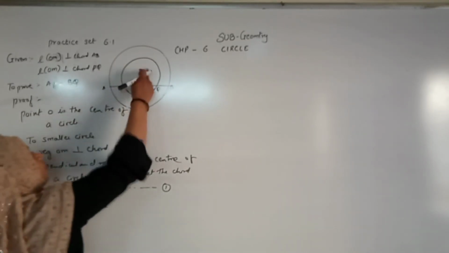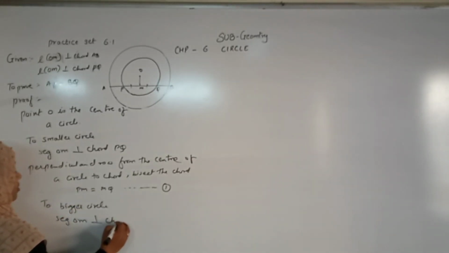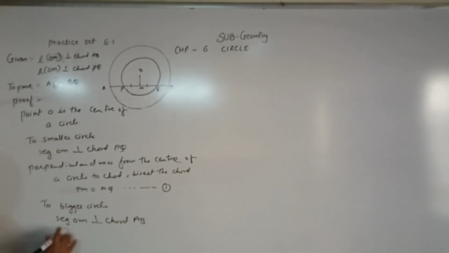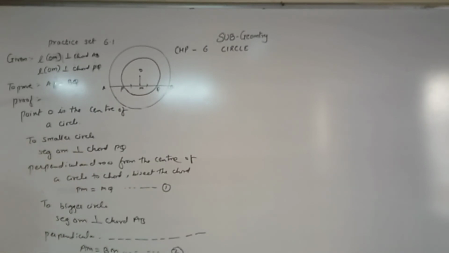Bigger circle के लिए भी OM क्या है? परपेंडिकुलर है chord AB के लिए, राइट? तो you should write the segment OM perpendicular to the chord AB. So therefore now again you should write the perpendicular theorem: perpendicular drawn from the center of the circle to the chord bisects the chord. ठीक है, तो ऐसा होगा. Now what are we going to write? AM equals to BM. और equation number 2 I had kept here.